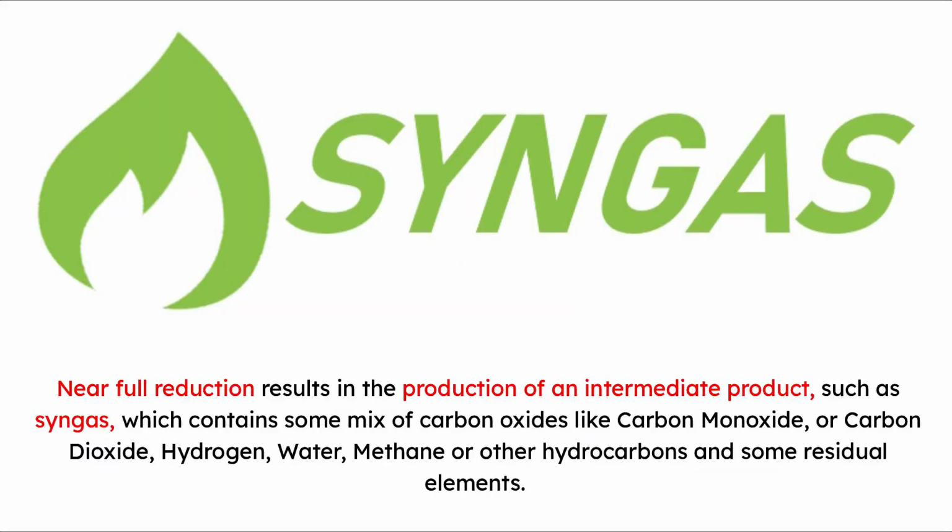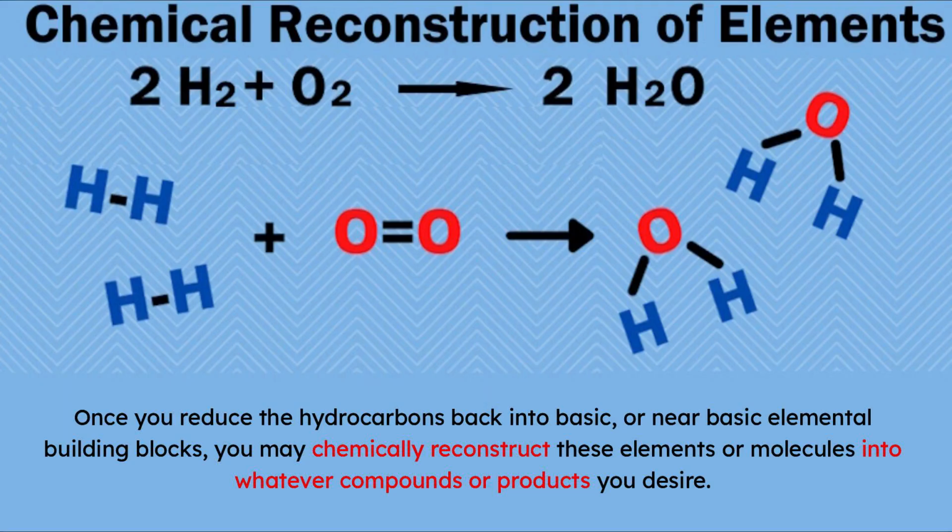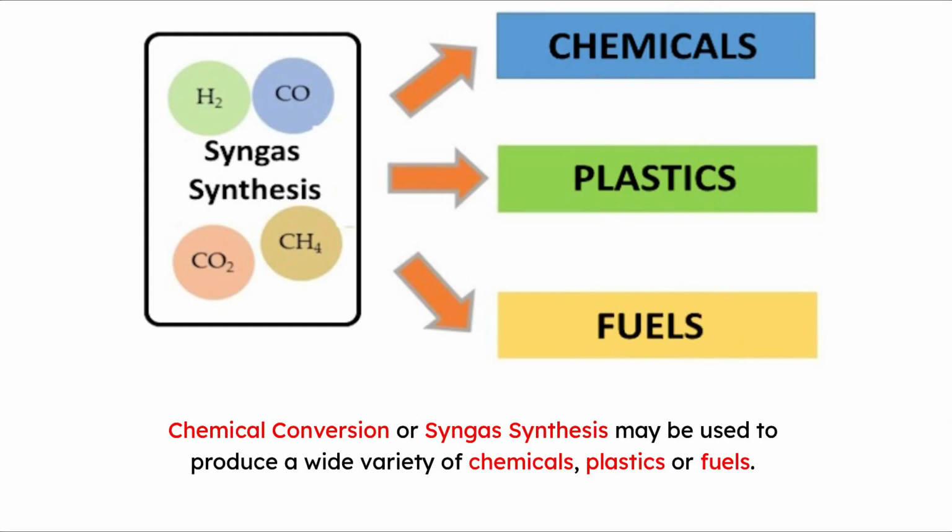Near full reduction results in the production of an intermediate product, such as syngas, which contains some mix of carbon oxides like carbon monoxide, or carbon dioxide, hydrogen, water, methane or other hydrocarbons and some residual elements. Once you reduce the hydrocarbons back into basic, or near basic elemental building blocks, you may chemically reconstruct these elements or molecules into whatever compounds or products you desire. Chemical conversion or syngas synthesis may be used to produce a wide variety of chemicals, plastics or fuels.